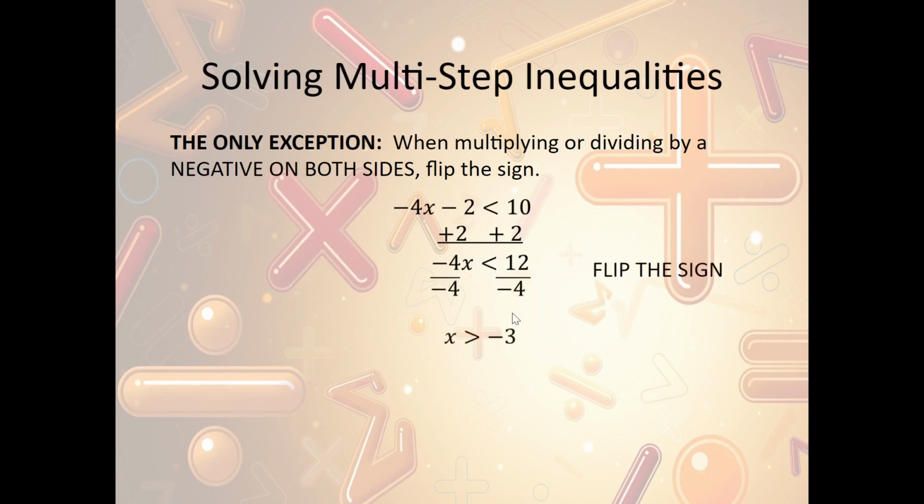So we flip the sign, and we get negative 4 divided by negative 4 is 1, and 12 divided by negative 4 is negative 3. So we get x, and now we flip the sign, so it says greater than negative 3. So anytime we multiply or divide both sides by a negative number, we're always going to flip the sign.